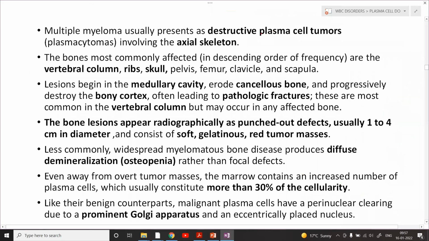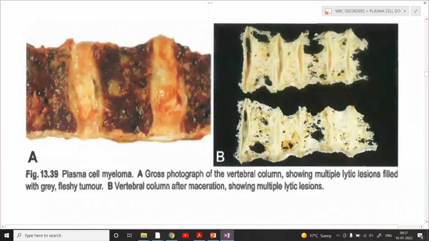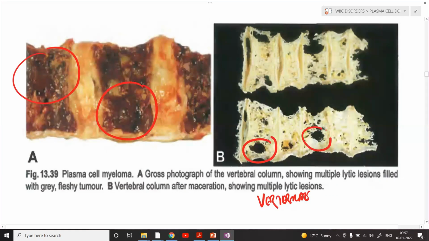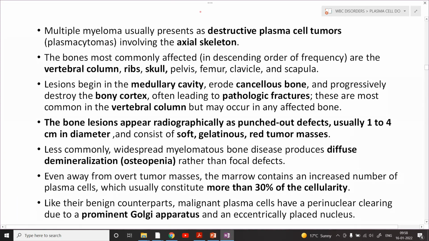Now, before I go into the features of multiple myeloma, let me show you how it is presenting. Multiple myeloma basically involves destruction of the bone, and most commonly it causes destruction of the vertebrae. You can see they present as a very soft gelatinous mass, and there is bone resorption. These are spaces which do not contain any bone. Why has it happened? Because of excessive osteoclast activity and decreased osteoblastic activity. So grossly, plasma cell myeloma presents as a destructive plasma cell tumor involving the axial skeleton.